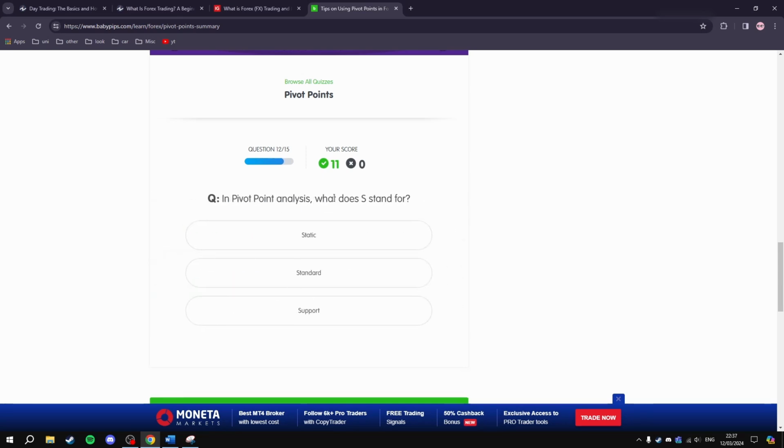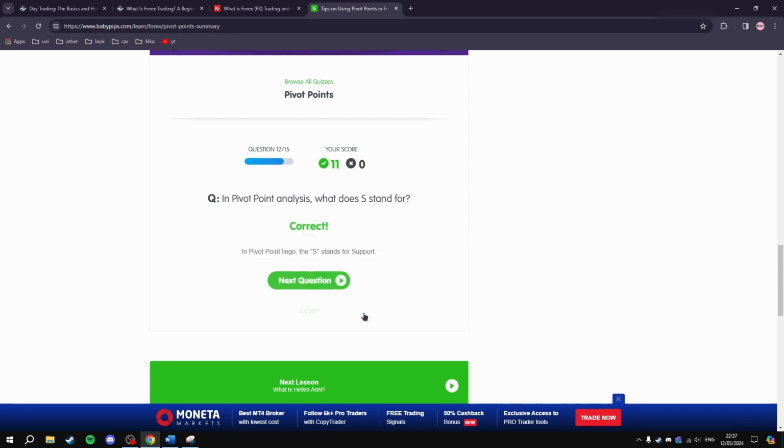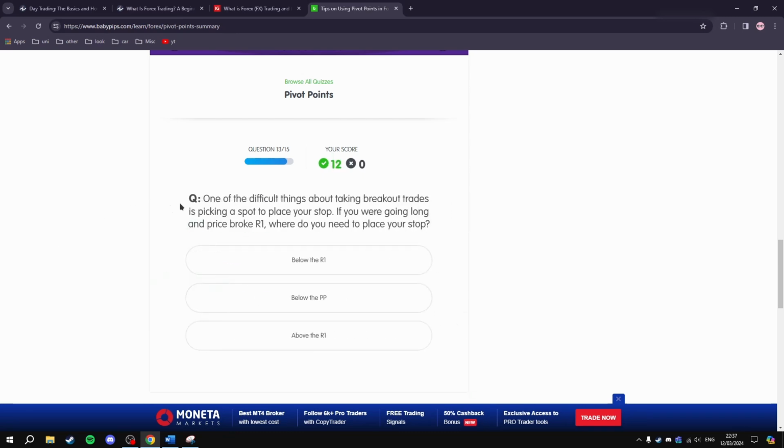In pivot point analysis, what does the S stand for? Support. In pivot point lingo, the S stands for support. One of the difficult things about taking breakout trades is picking a spot to place your stop. If you are going long and price broke resistance 1, where would you need to place your stop?